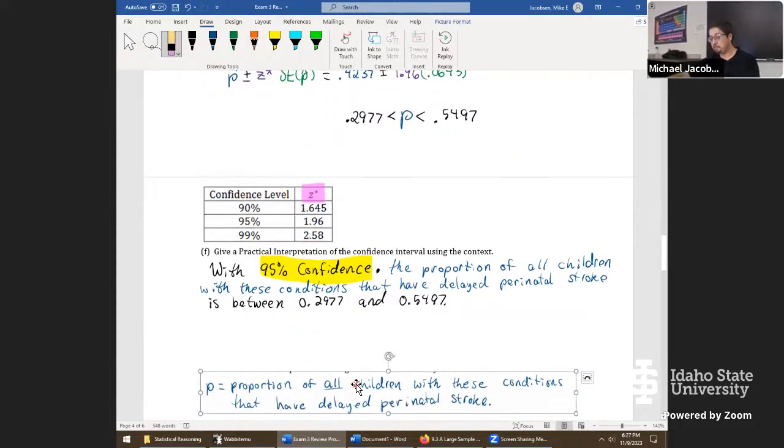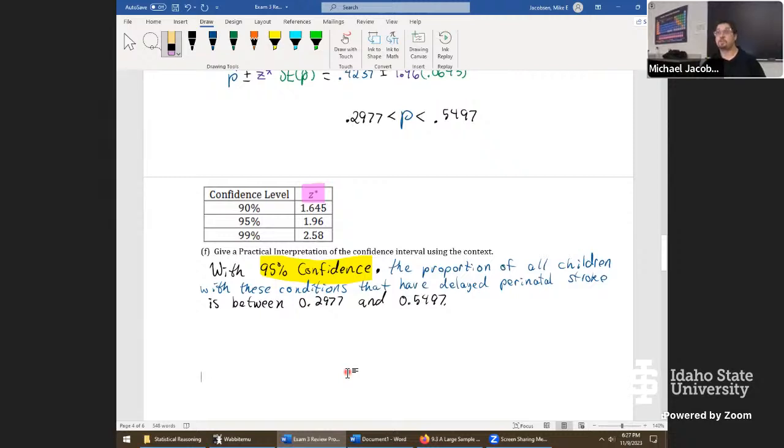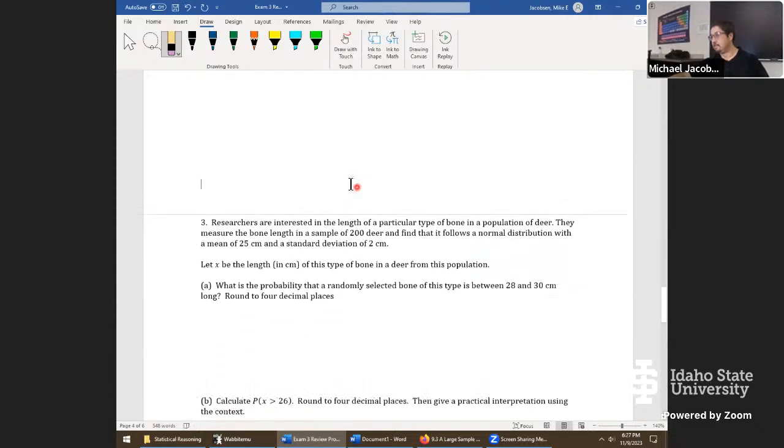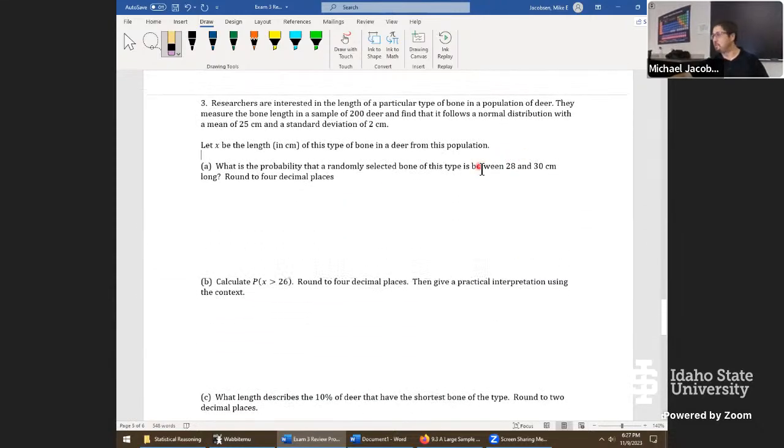Well, let's try the next problem. Any questions at all, folks? First on this one? Okay, well, the next one I think is going to be another normal distribution type of problem. And here's how it goes. It says researchers are interested in the length of a particular type of bone in a population of deer. So riveting stuff, I guess. They measure the bone length in a sample of 200 deer.